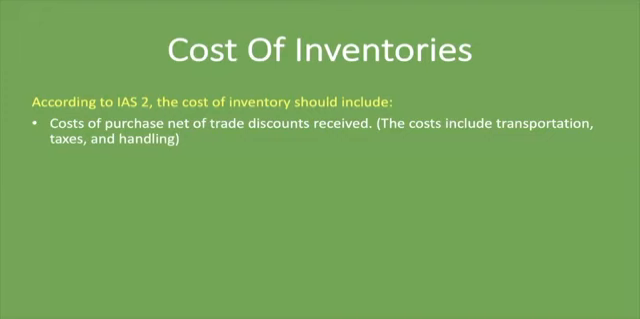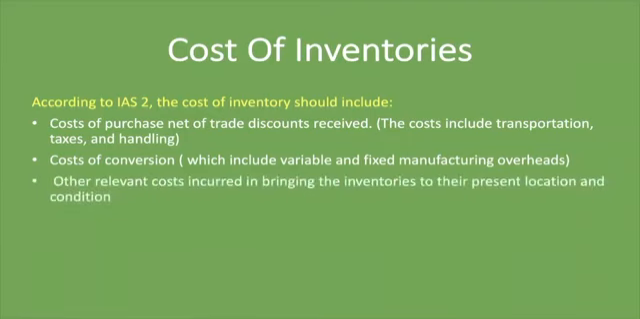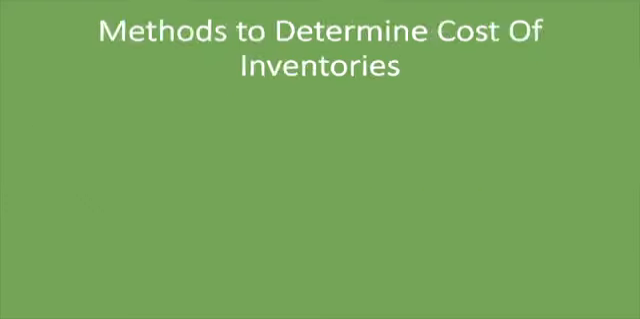What else forms part of the costs of inventory? Well, the costs of conversion, which include variable and fixed manufacturing overheads. These costs will form part of the costs of inventory according to IAS 2. Another one is other relevant costs incurred in bringing the inventories to their present location and condition. So these will be what forms part of the costs of inventory.